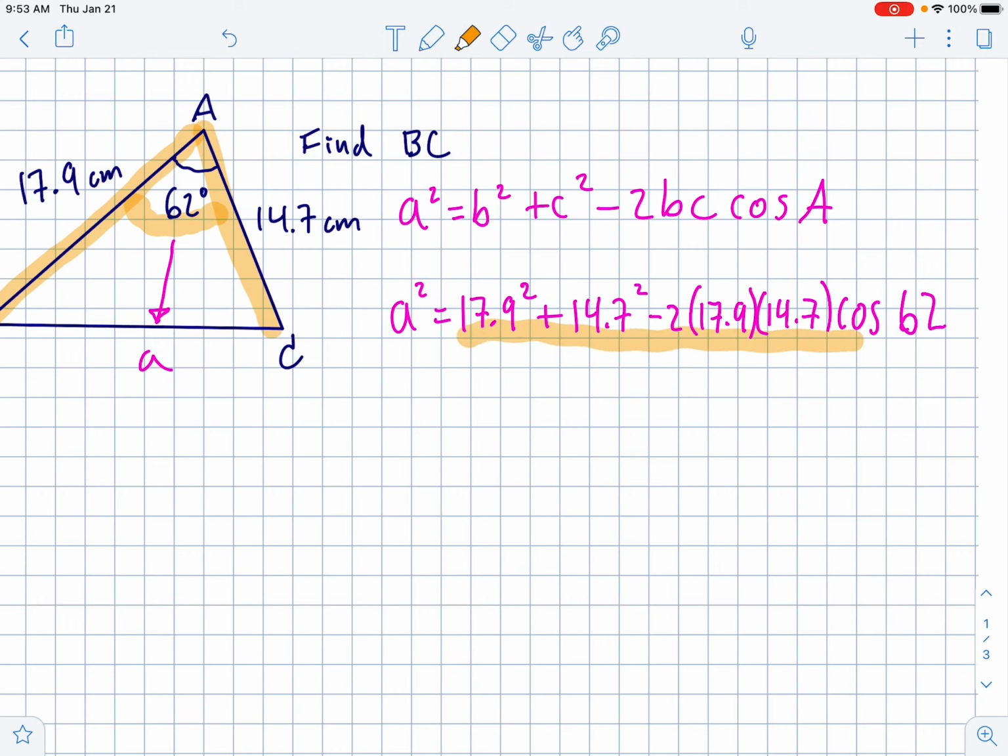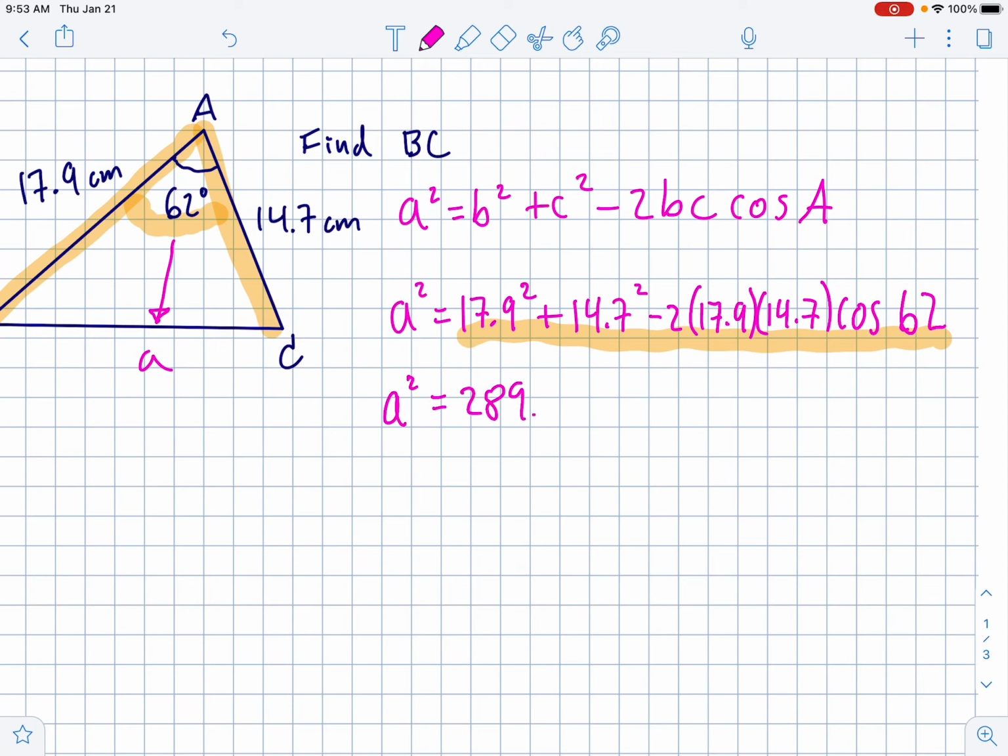Now, this whole side is just calculator work. If you're very careful, you could do all of that in one line on your calculator. So you could do 17.9 squared plus 14.7 squared minus 2 times 17.9 times 14.7 times the cosine of 62. Then make sure all your parentheses are good. Boom, that's 289.44.